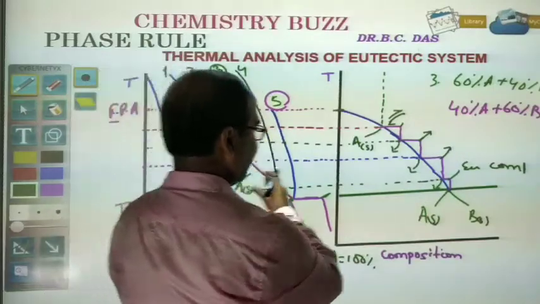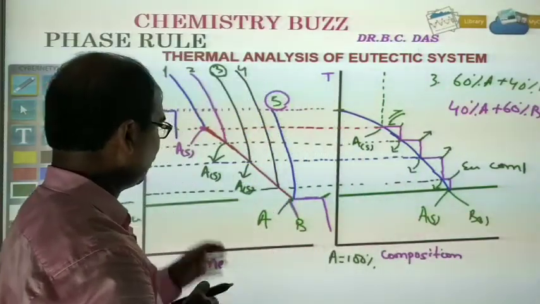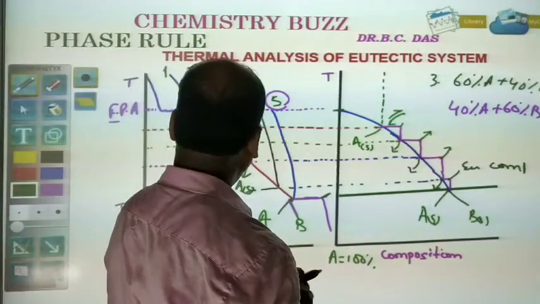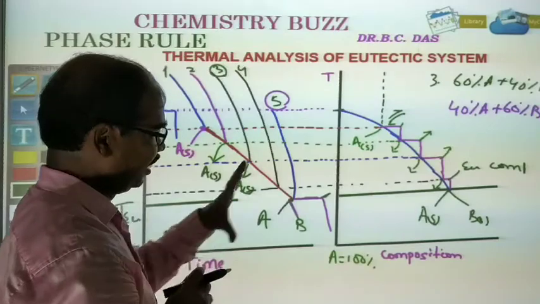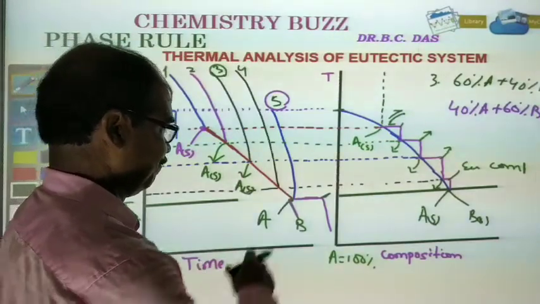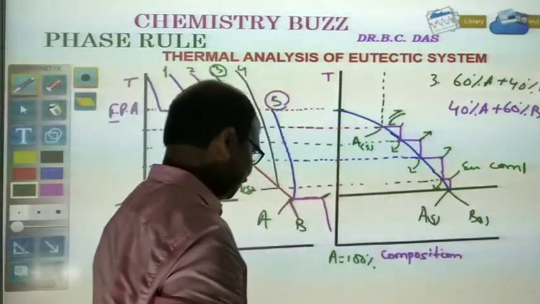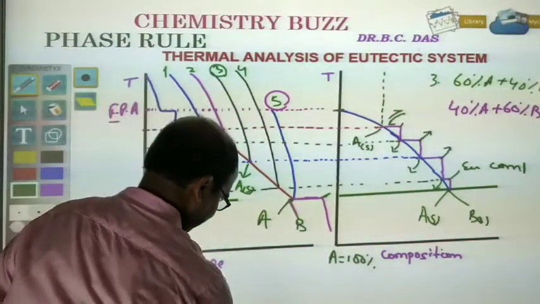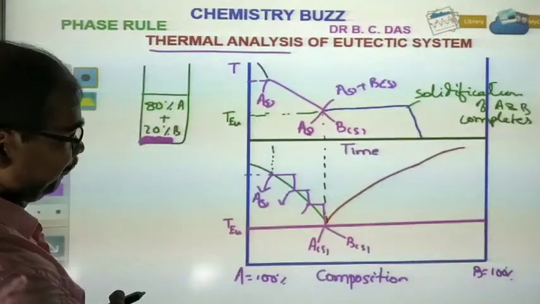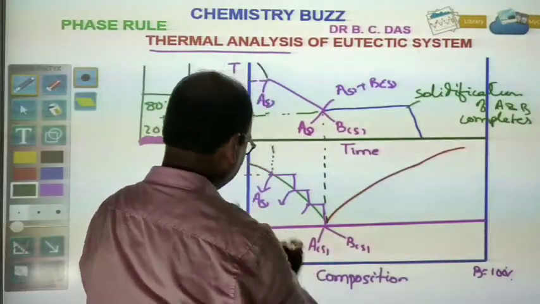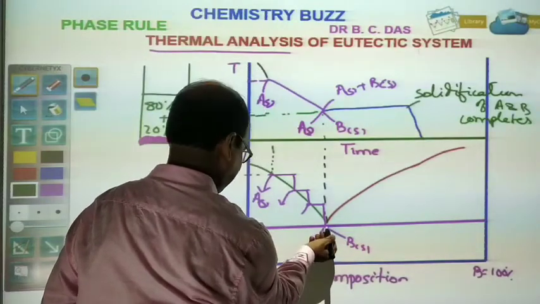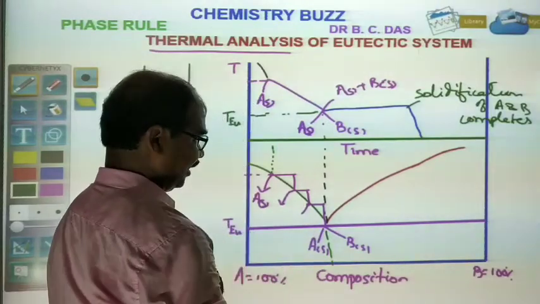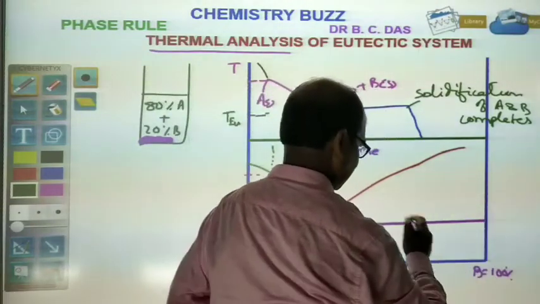So this is a very good correlation between the thermal analysis and the eutectic curves. Thermal analysis provides a clear understanding of the eutectic system. If we consider the first figure, we have seen that up to this composition we are getting solid A.